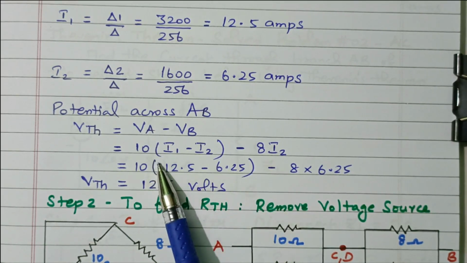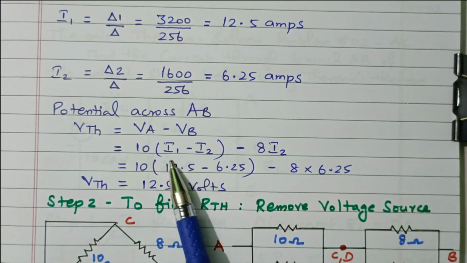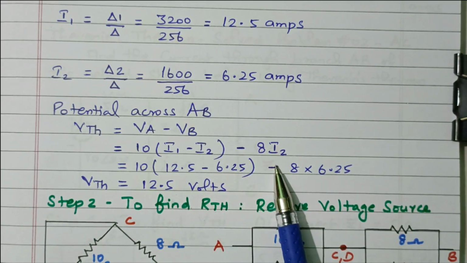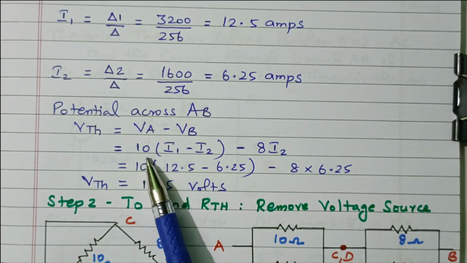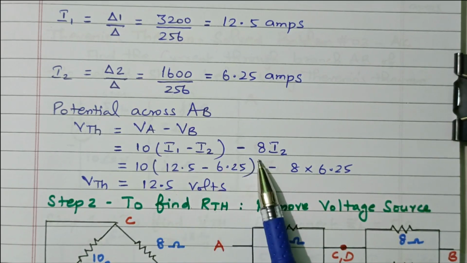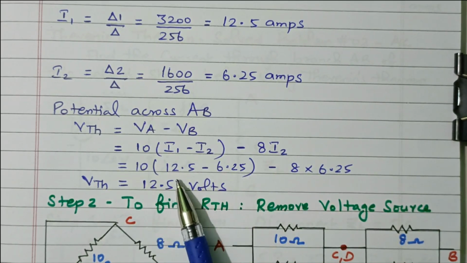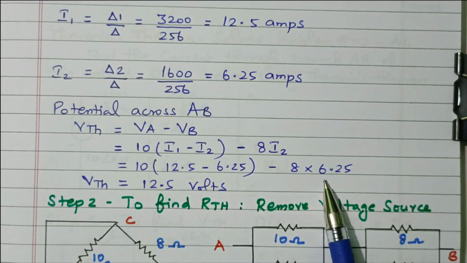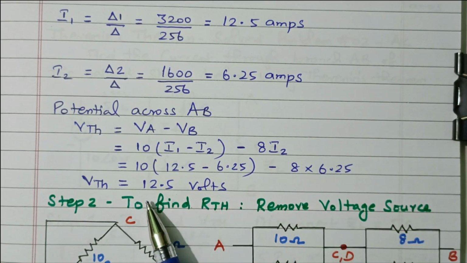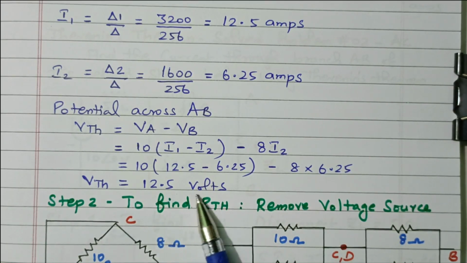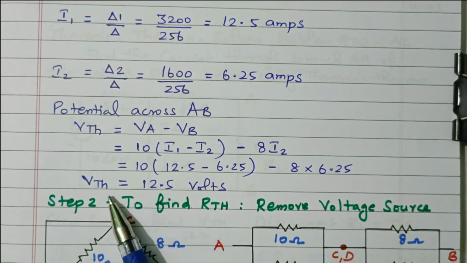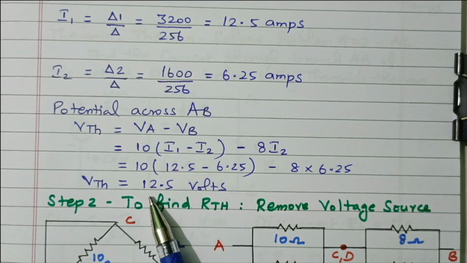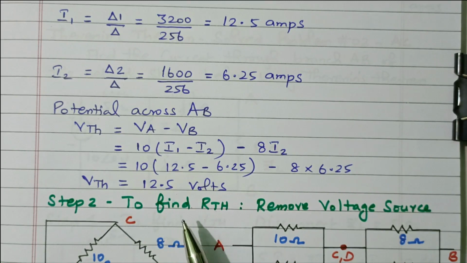At terminal A, I1 minus I2 is flowing, but at terminal B only I2 is flowing. So 10 into I1 minus I2, minus 8 I2. So 10 into 12.5 minus 6.25, minus 8 into 6.25. So the final value is 12.5 volts. So the V Thevenin, the voltage across AB, that is VA minus VB, is 12.5 volts.